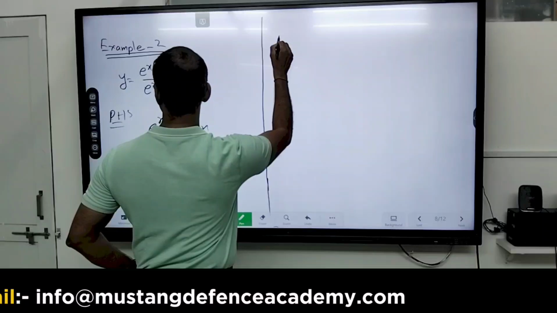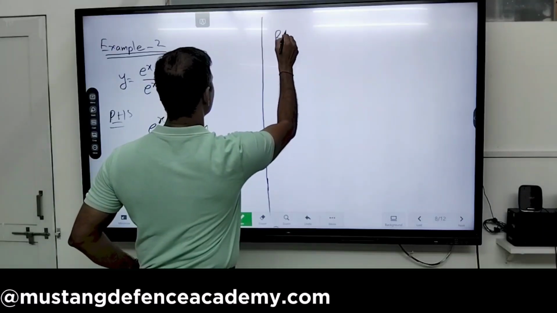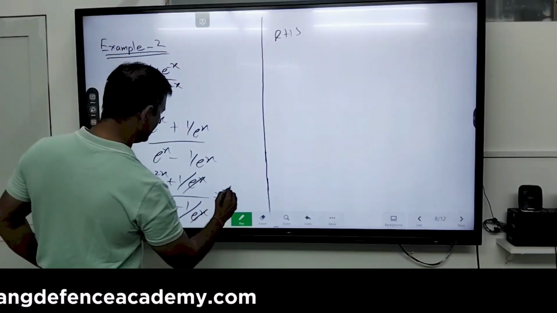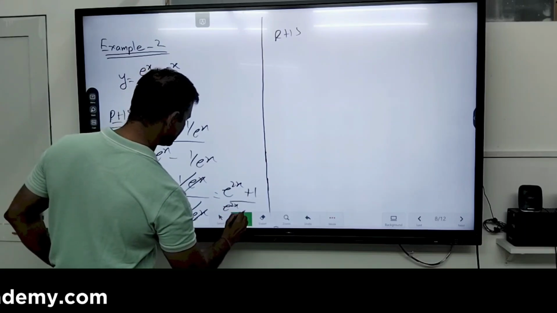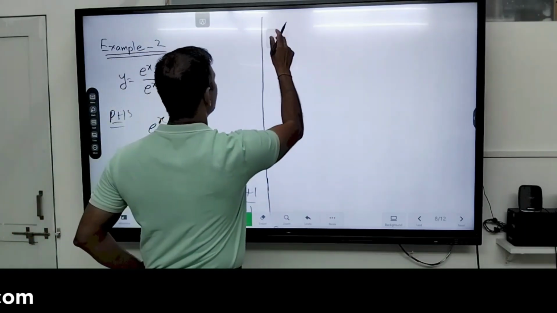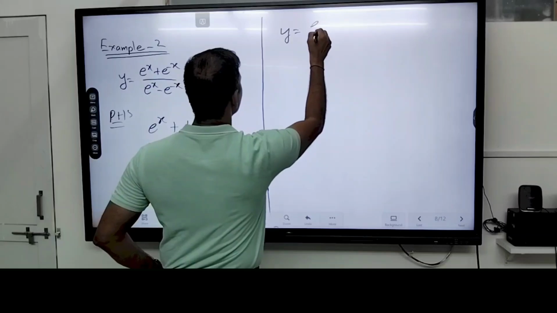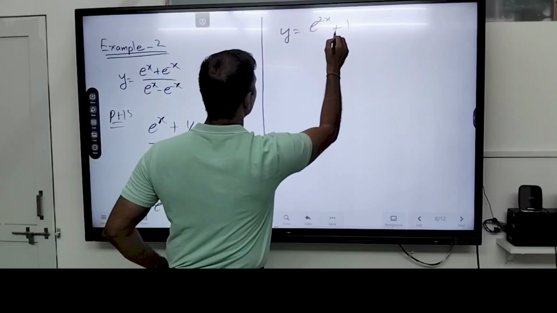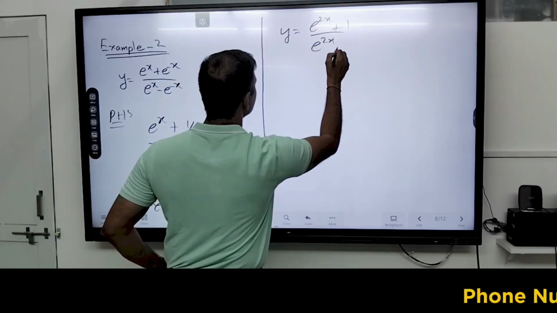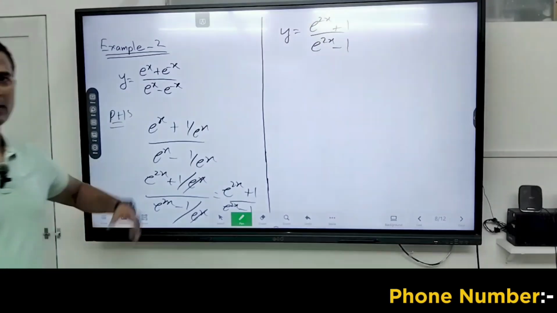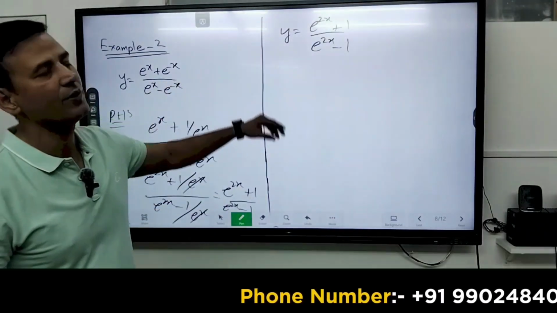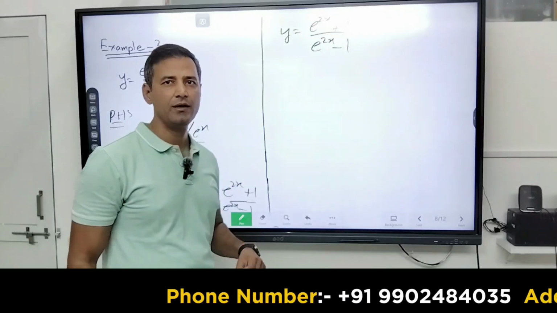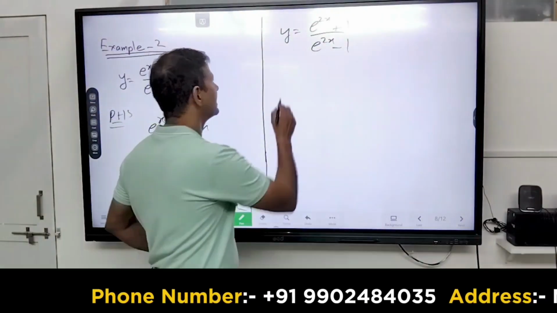So y becomes the right hand side. This is nothing but e raised to 2x plus 1 upon e raised to 2x minus 1. Okay, so y is equal to (e raised to 2x plus 1) upon (e raised to 2x minus 1). So now you simplified it. Now we can see this is in the form of u by v. So let us take the derivative.